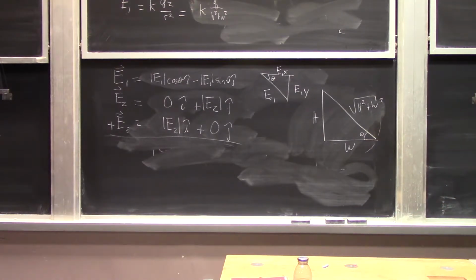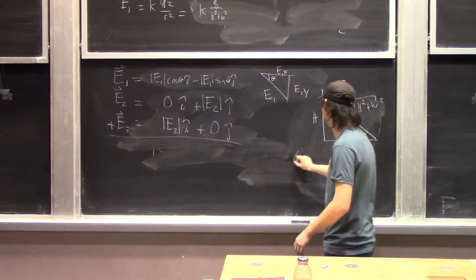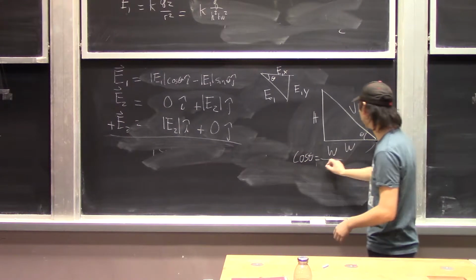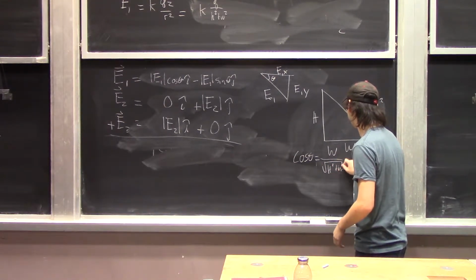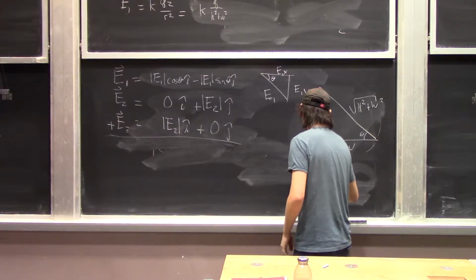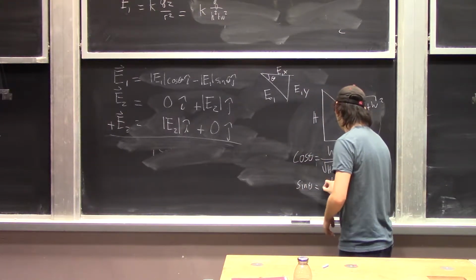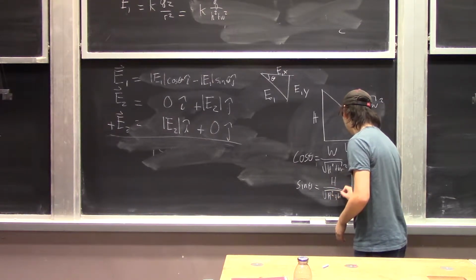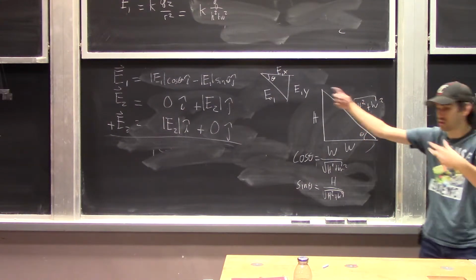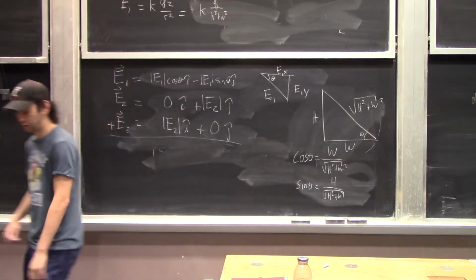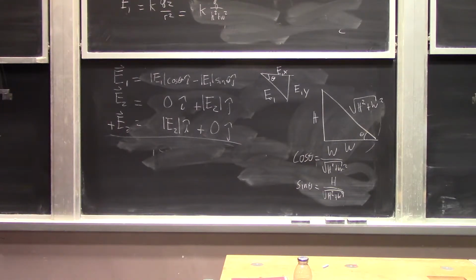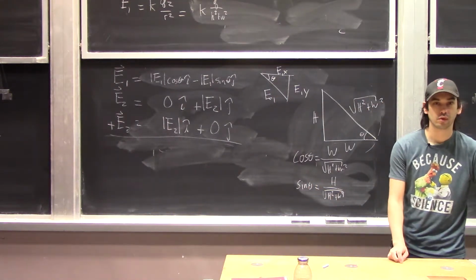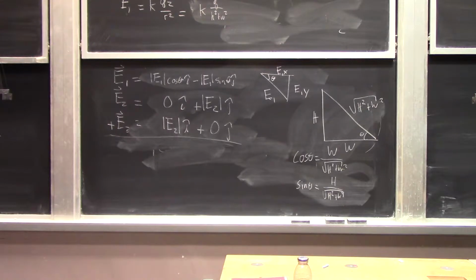Okay? So by definition, the cosine of theta is going to be equal to the adjacent, which is in this case W, divided by the hypotenuse, which is the square root of h squared plus w squared. And the sine of theta is going to be the opposite, which is h, divided by the hypotenuse, which is the square root of h squared plus w squared, okay? And then we could plug everything in and add it together if we wanted to write the final answer in terms of all of the knowns that we have, but everything's parameterized here at this point, okay? Any questions about this one? More or less follows exactly the same as the last one.